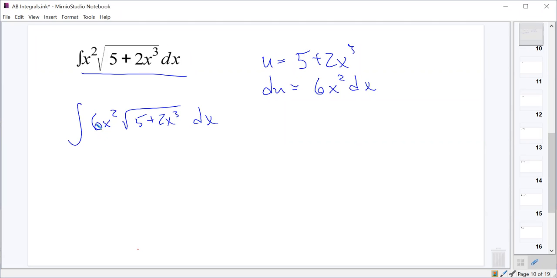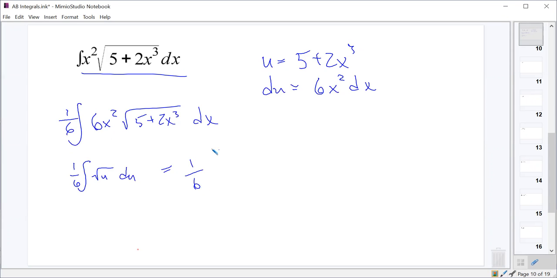But if I multiply it by 6, how do I have to cancel that out? I also have to multiply it by 1/6. So I'll just put a 1/6 on the outside. 1/6 times 6 cancels, but the 6 will stay with that x squared dx to become du. And we'll have 1/6 the integral of root u du. Good or no? Good. Okay.